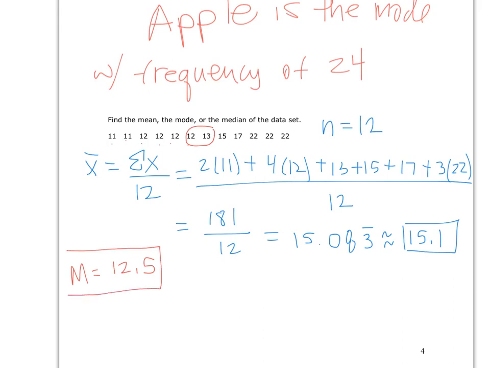Okay, now let's look at mode. We've got 4 12s, 3 22s, and 2 11s, but 12 is the one that occurs with the greatest frequency. So the mode is that data value of 12, and it has a frequency of 4.